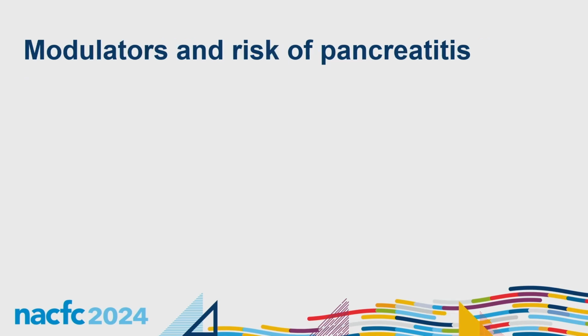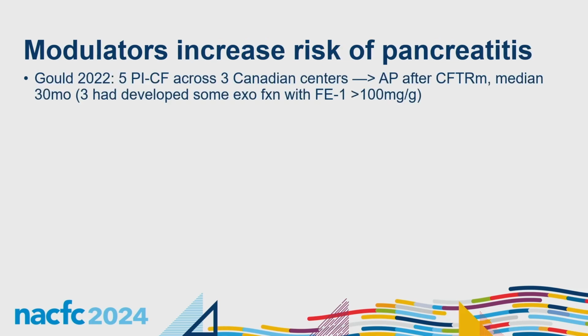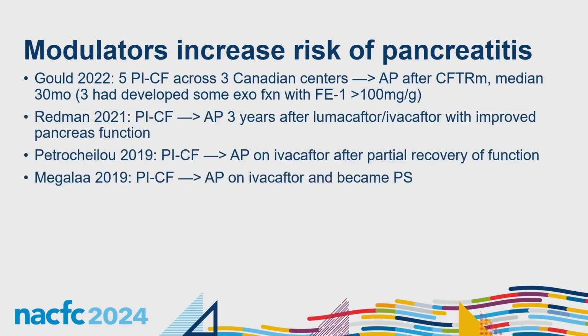What about the effect modulators may have on risk of pancreatitis? Many case reports have been published showing occurrence of acute pancreatitis after starting modulator therapy. Gould et al. found 5 cases of pancreatic insufficient cystic fibrosis patients across 3 Canadian centers who developed acute pancreatitis after starting CFTR modulators with a median duration of 30 months of modulator therapy. Notably, 3 had developed some exocrine function with fecal elastase values greater than 100.